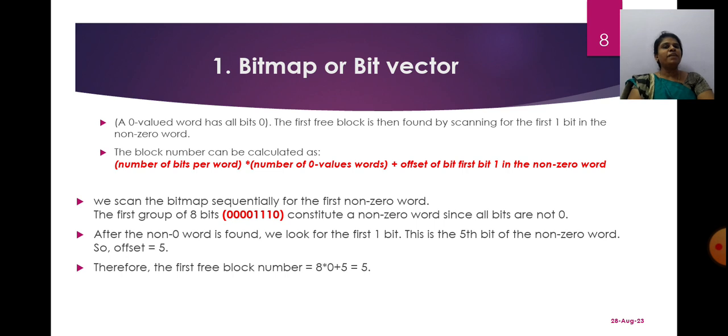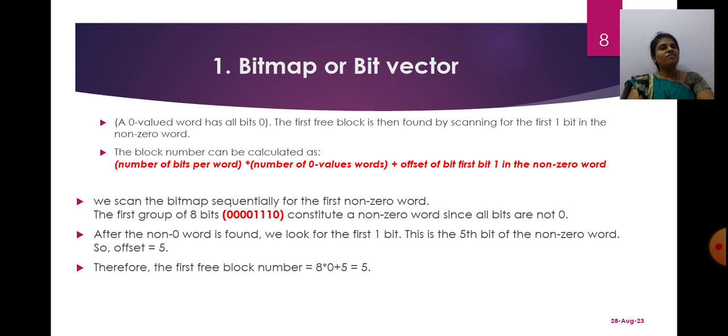So the block number can be easily calculated with a formula: number of bits per word into number of zero-valued words, plus offset of the first 1 bit in the non-zero word. When we scan the bitmap sequentially for the first non-zero word, first we have to group the bits into 8 bits. In the example, I have taken the first 8 bits. This 8 bits does not constitute a non-zero word since all the bits are 0. When the non-zero word is found, we look for the first 1 bit. So this is the fifth bit of the non-zero word, that is, the value is 1.